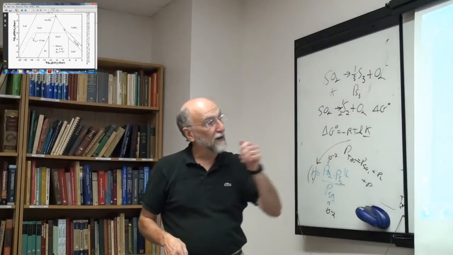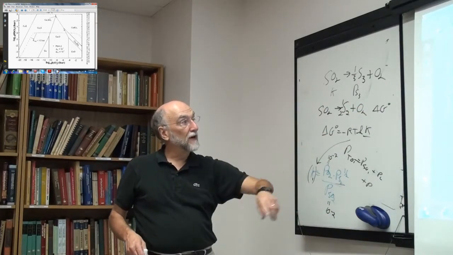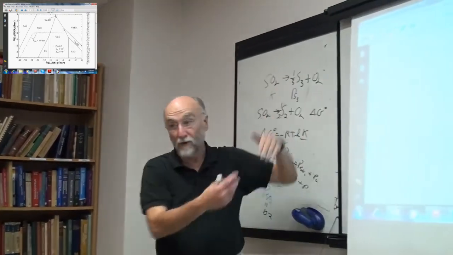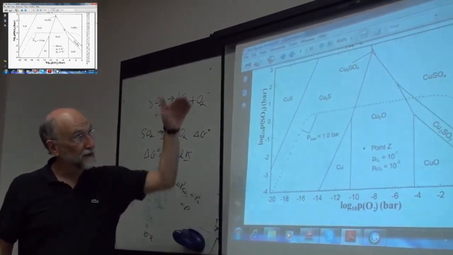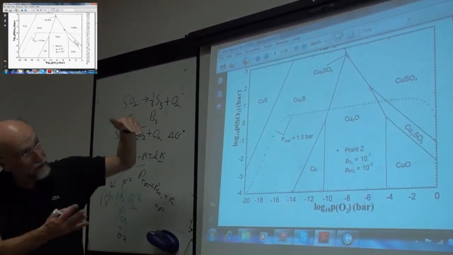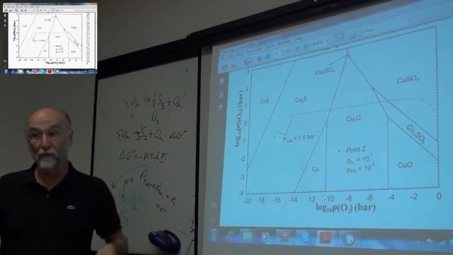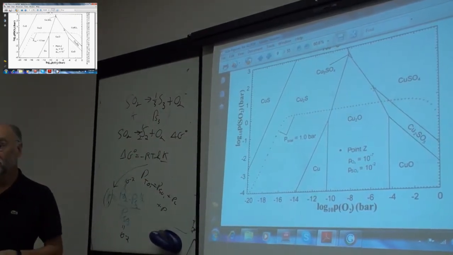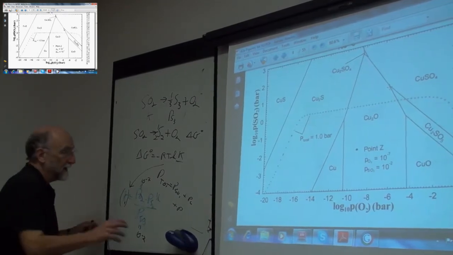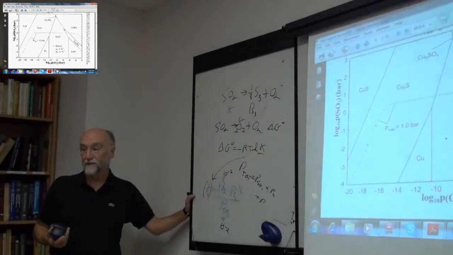Now you can plot diagrams the other way. Even for copper, sulfur, oxygen, I could plot log PS2 versus log PO2, and the diagram will look a bit different. Then you don't see PSO2. The diagram will be distorted, and there'll be a total pressure of 1 atmosphere line. Okay, so that's how you calculate it. Any other questions with that?